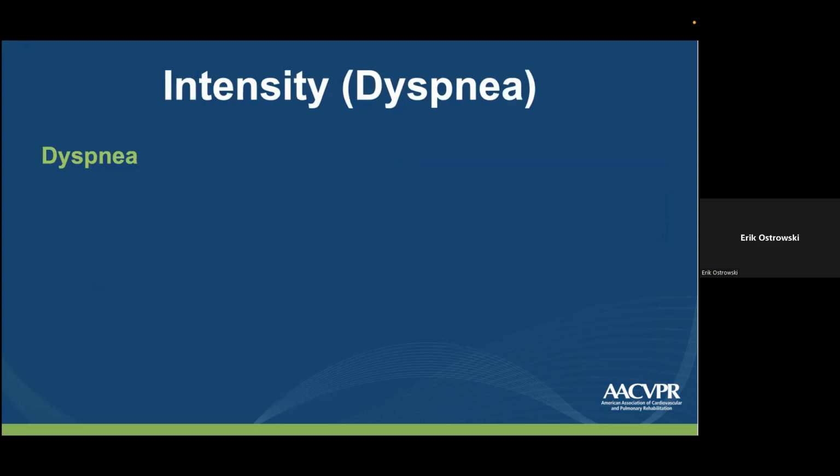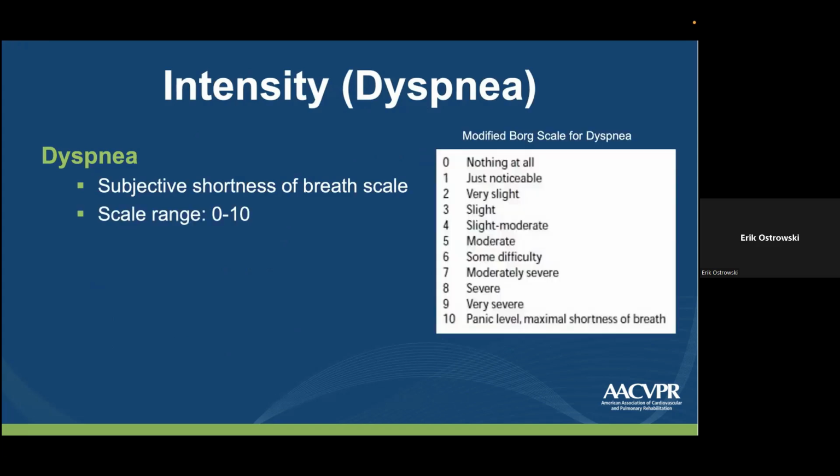So we can do something very similar to RPE, but use shortness of breath instead. We can use a subjective shortness of breath scale. This is what's called the modified Borg scale for dyspnea. Once again, it's a 0 to 10 scale, nothing fancy, 0 being nothing at all, 9 and 10 being very severe, panic level, maximal shortness of breath.